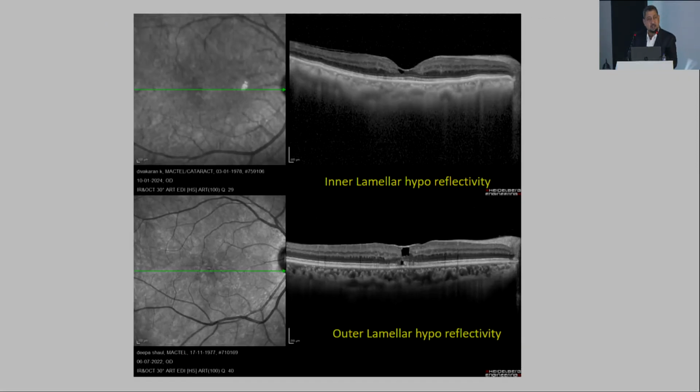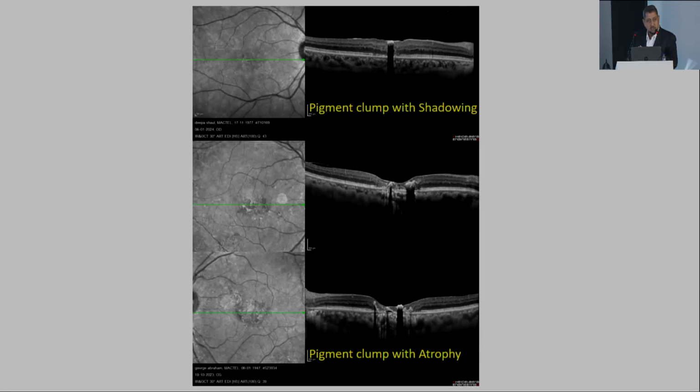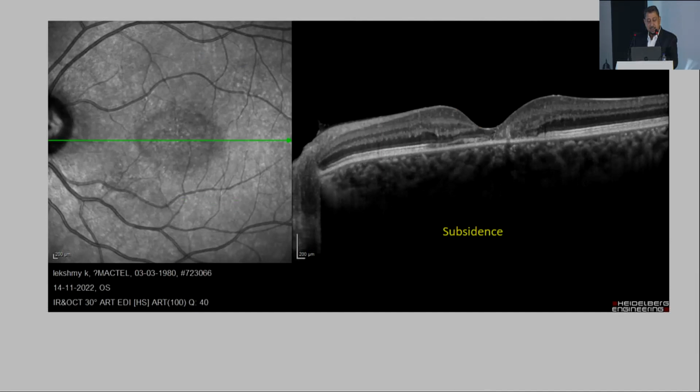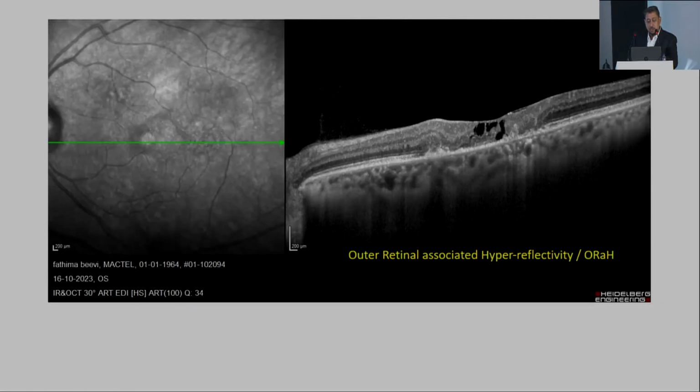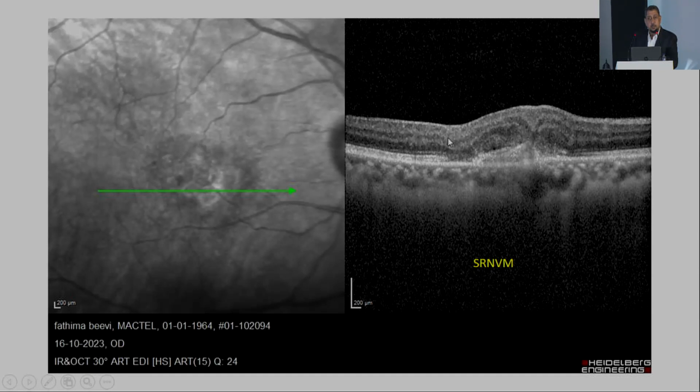So these are the other features of MACTEL. You have inner and outer lamellar defects. You know all these things. There's something, a thick plaque over there. This is called a pigment plaque. Subsidence, when the tissue collapses and falls and goes towards the outer retina, you see the tissue going down like this, is called subsidence. And there's a new change called ORA or ORAH, where you have all these lesions down in the lower part over here. And the typical end stage of MACTEL would be an SRNVM.